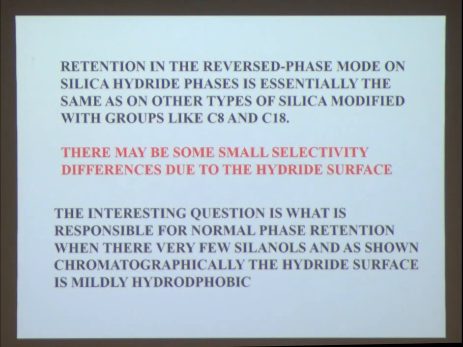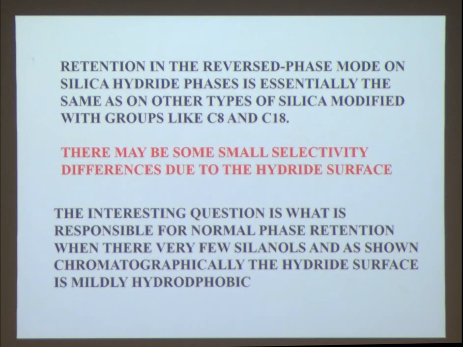The summary at this point is that if we're talking about retention in the reverse phase mode, it's very similar in most cases to other stationary phases that are available commercially. There might be some selectivity differences due to the fact that the hydride is on the surface, but basically this operates on the basis of hydrophobic interactions. So there are minor differences, but not major. The interesting thing is there's definitely a different mechanism operating for the retention of polar molecules, and the fact that the surface seems to be mildly hydrophobic. How do polar molecules get retained on something that's mildly hydrophobic? That was the big question to answer.